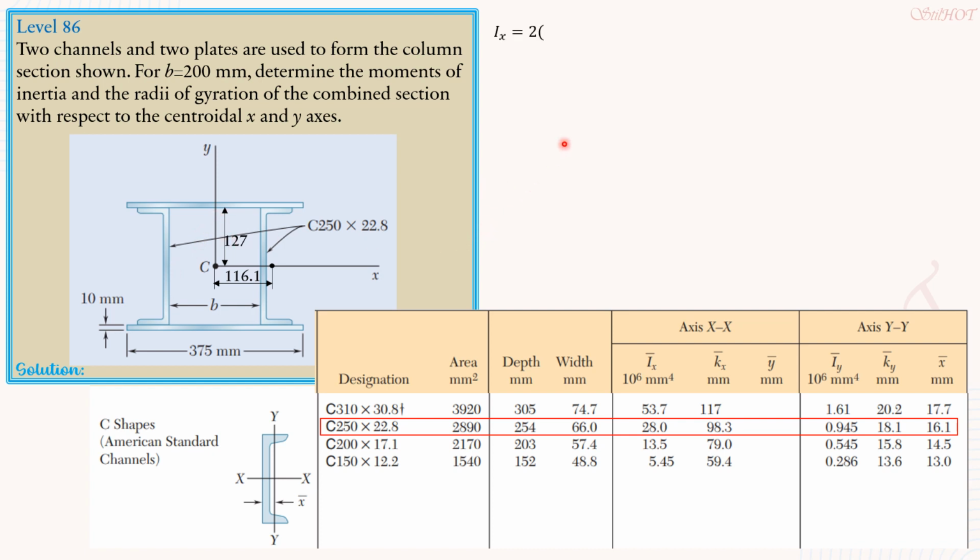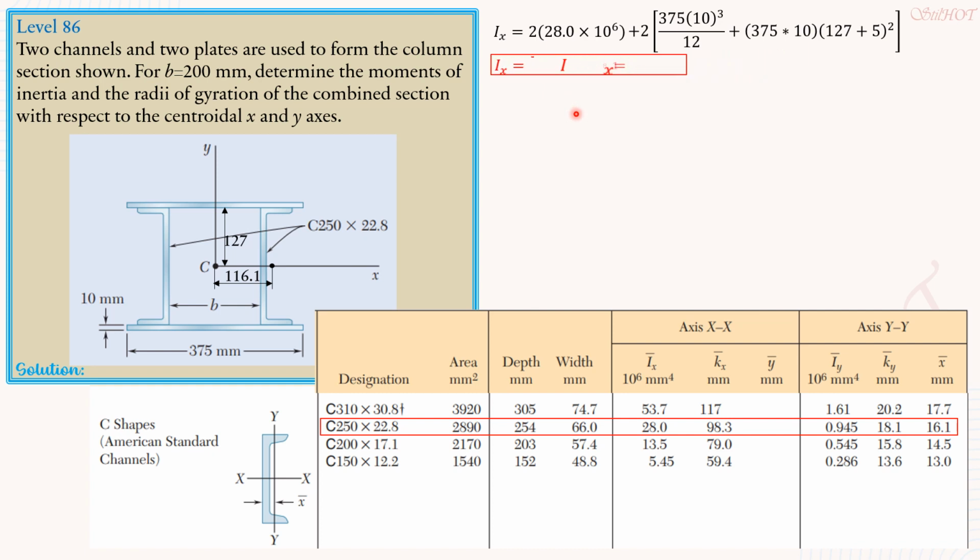So Ix, or I bar x, is equal to 2 times 28 times 10 to the 6 for the channels. Then for the rectangular plates, 2 times the moment of inertia with respect to the centroidal x-axis, base 375, height 10 cubed over 12, plus area 375 times 10 for one plate, times the distance of each centroid to the centroidal x-axis, 127 plus 5 quantity squared. Then everything is multiplied by 2 because we have two identical plates. Computing using your calculator, it is equal to 186.7 times 10 to the 6 mm to the 4th.